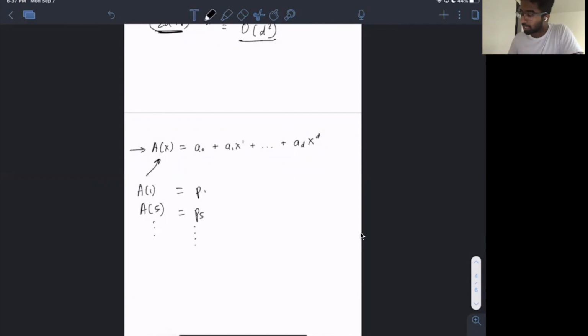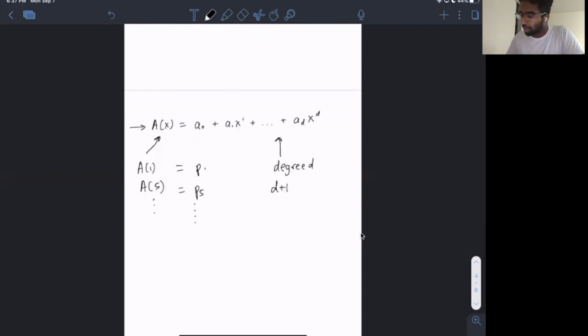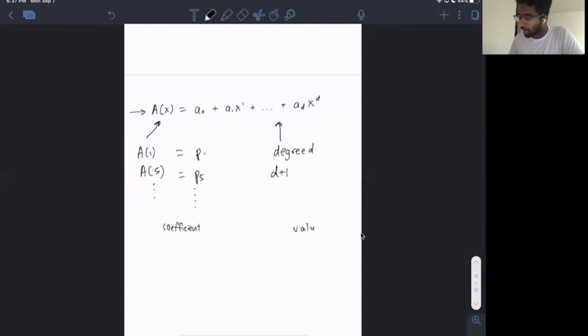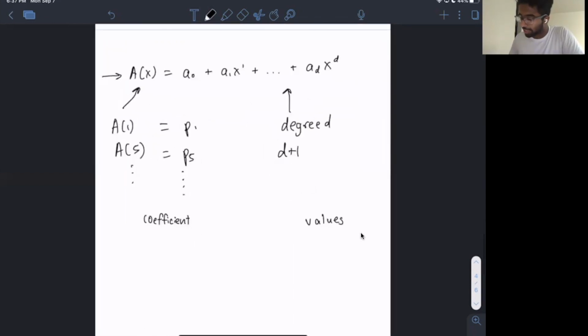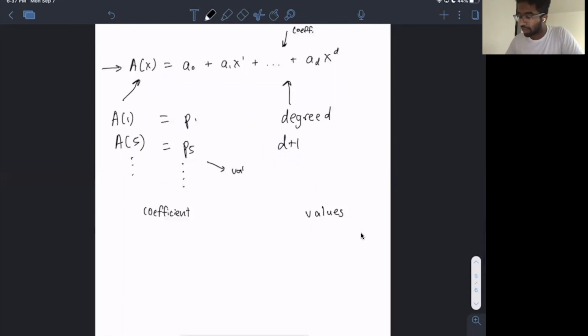So if you have a polynomial, in this case of degree d, and you have d plus 1 inputs and outputs into that polynomial, we can recover the polynomial. We can get back what the original polynomial is. And so that's a different way we can express polynomials. So one way is the coefficient way, and the other way is in terms of values. This is what the coefficient way looks like, and this is what the values look like.